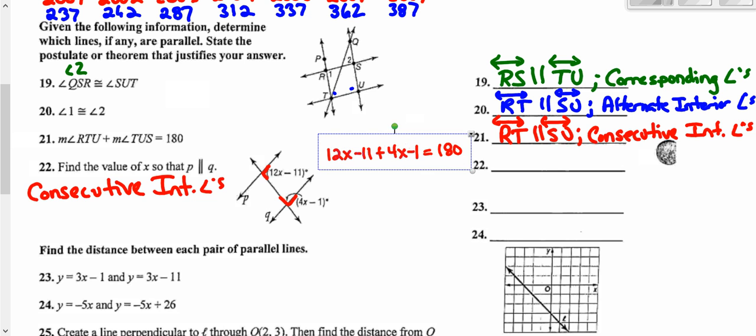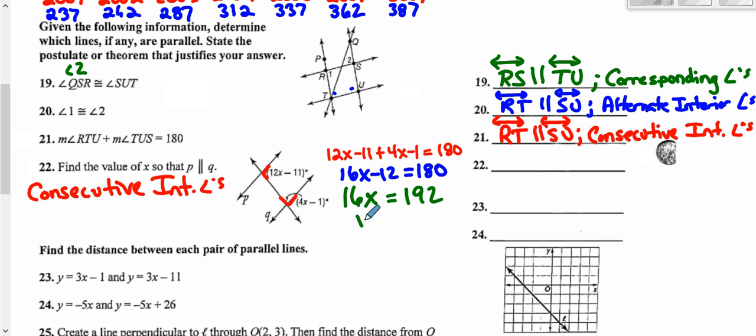Okay, so now I'm going to go ahead and add these together. So we're going to have 16x minus 12 equals 180. We'll add the 12 to both sides because it's negative, and then we get 192. And then we'll take 192 and divide that by 16, and we get x equals 12. So if x is equal to 12, that is going to make these two lines parallel.